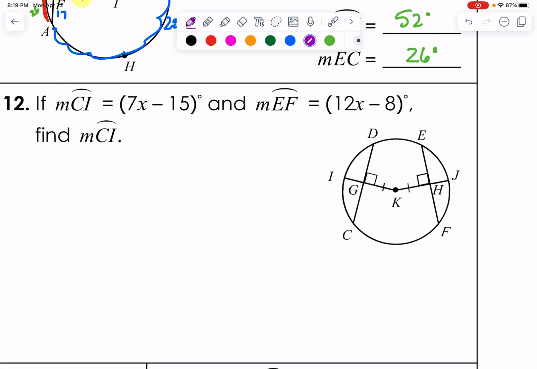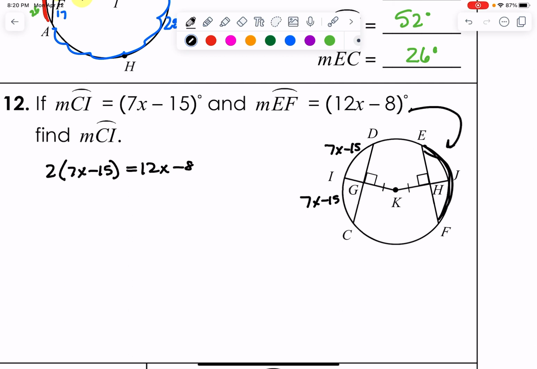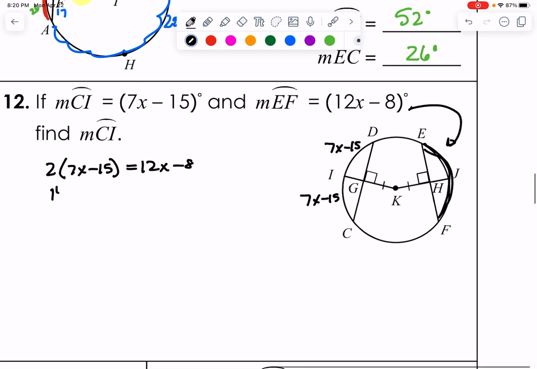That just means that 2 times 7x minus 15 equals 12x minus 8, right? Because this is 7x minus 15 and this is 7x minus 15 because I know they're the same. And this whole thing is 12x minus 8 and those two pieces are equal, so we just write it like that. So I have 14x minus 30 equals 12x minus 8.